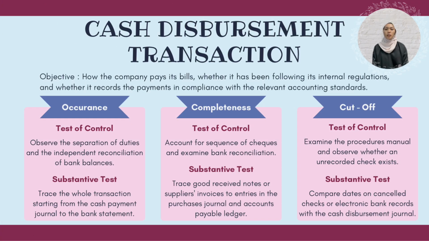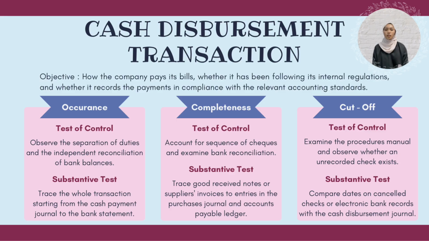Next, we talk about cash disbursement transactions. The objective is how the company pays its bills, whether it has been following its internal regulations, and whether it records the payment in compliance with the relevant accounting standard. First assertion is occurrence. Test of control: observe the separation of duties and the independent reconciliation of bank balance. Substantive test: trace the whole transaction starting from the cash payment journal to the bank statement.